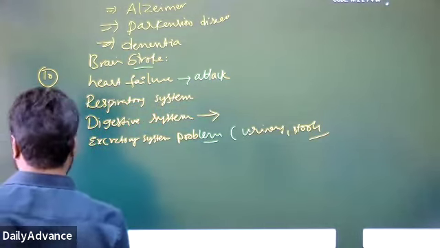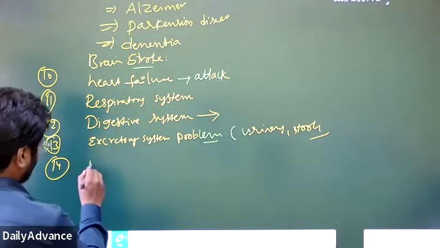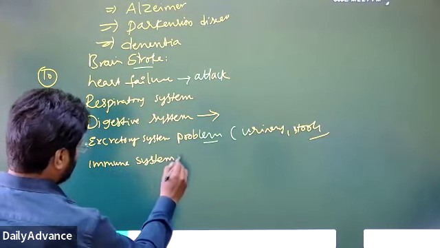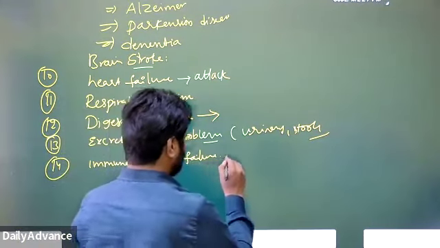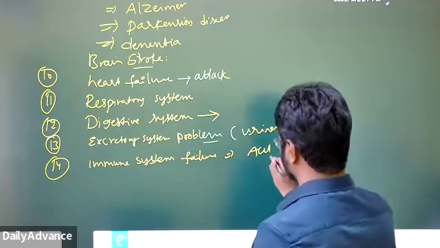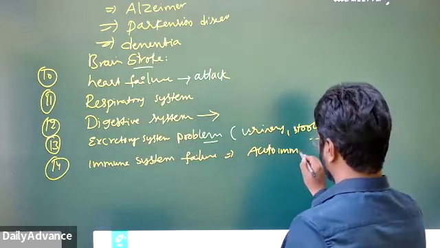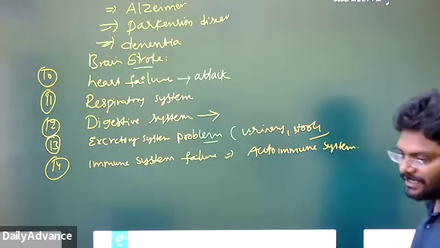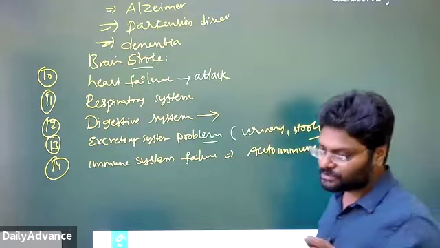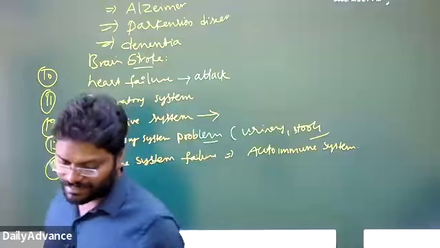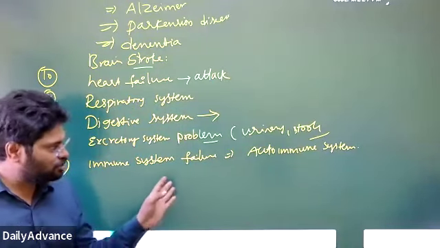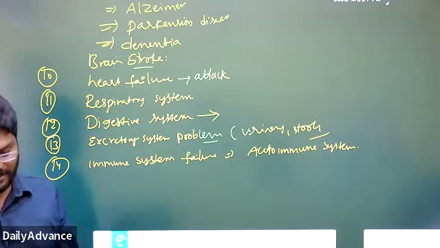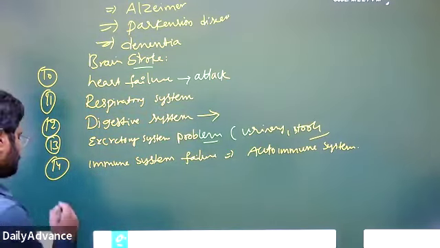Next, immune system. Immune system failure, that we call the development of autoimmune disorder. Autoimmune means the immunity of an individual is unable to distinguish between its own material and foreign material. In that situation, the immune system attacks the body's own material. So it is further damage to the body.